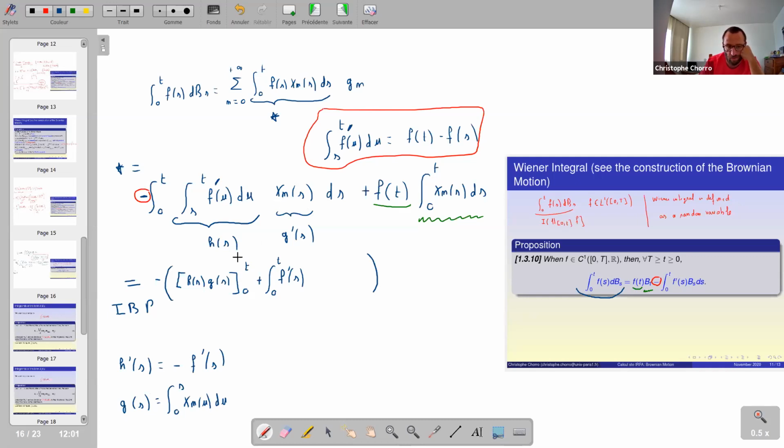So to compute this term, I use the integration by parts formula. It's f times j, which I have to take between 0 and t, plus the integral of the derivative of h, which is equal to minus f prime. That's why I have a plus here. And j is the integral between 0 and s of Kn of u du, and here I have my ds.